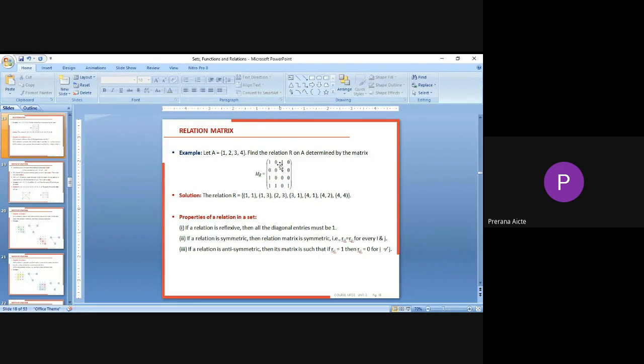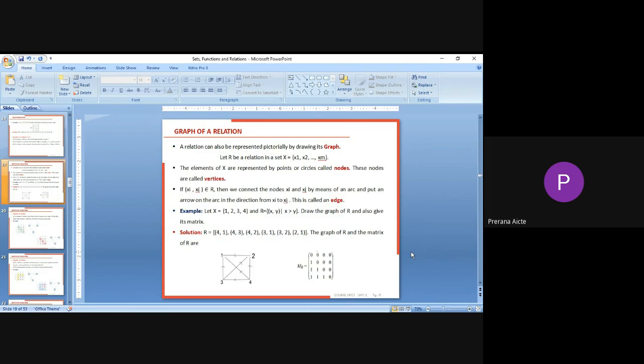That means if you have 1 for (1, 3), then (3, 1) will be 1. Next, similarly, if a relation is anti-symmetric, then its matrix is such that if r_ij equals 1, then r_ji equals 0 for i not equal to j. So the same thing we can apply for this one. Anti-symmetric means (i, j) equal to 1 means (j, i) should be equal to 0. So like that I can observe the properties from the relation matrix.